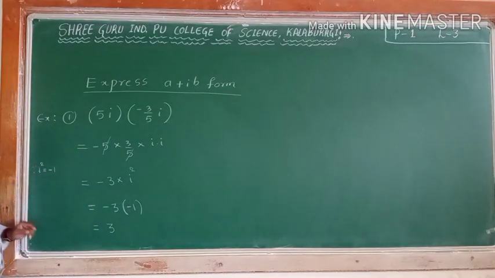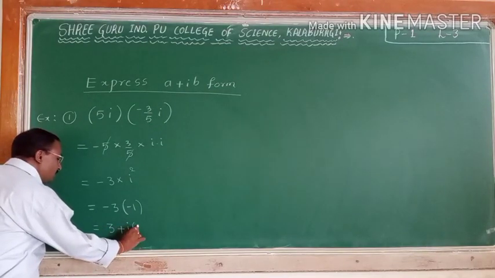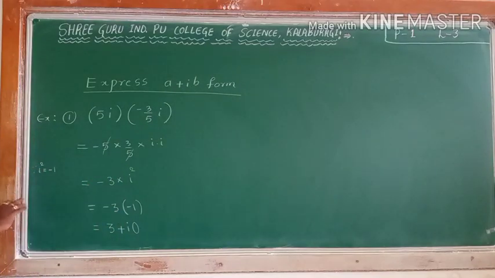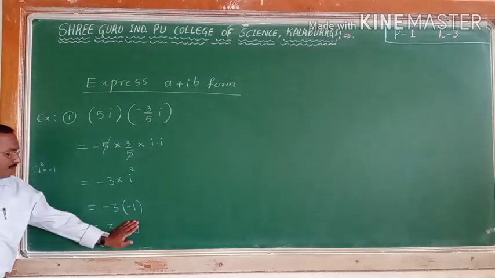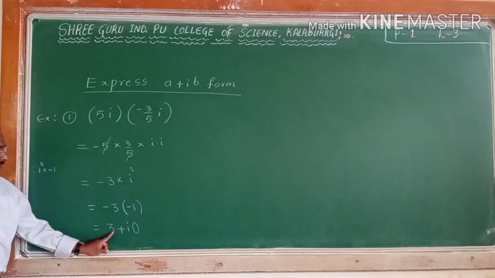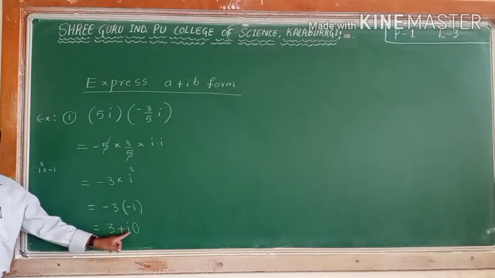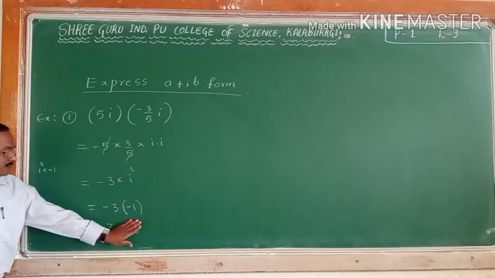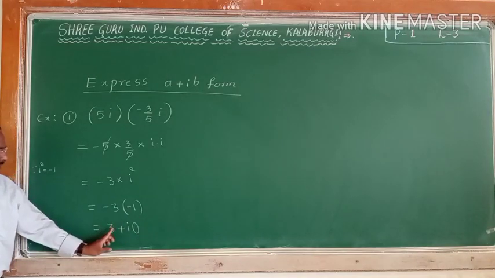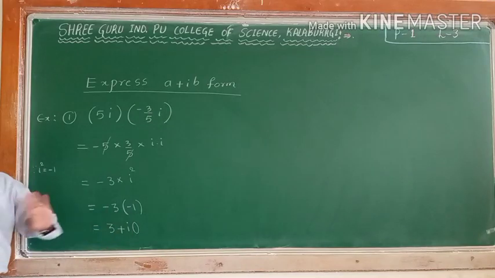Real part is what? 3. In this place imaginary part is what? 0. That is the value. Here plus 3 is enough. But in a plus ib form, a is 3, the real part, and imaginary part b is 0. Here it is purely real. Imaginary part is 0, so otherwise don't write it. It is not necessary. It is 3, and that is enough.